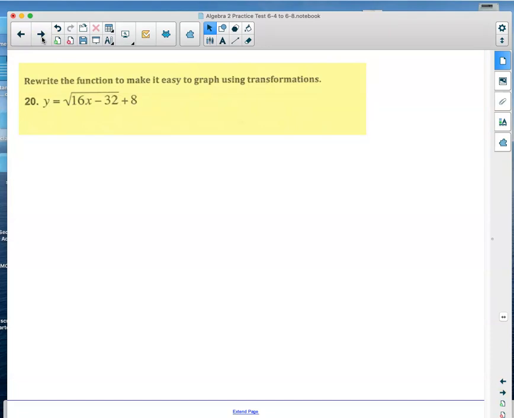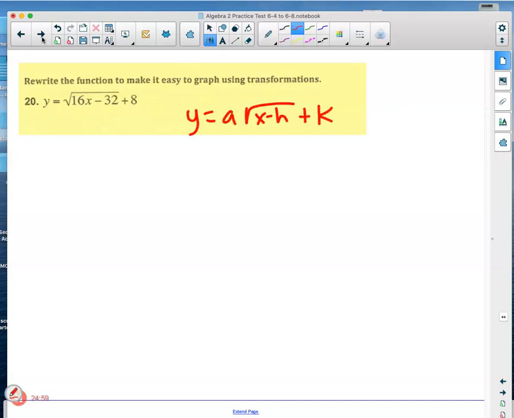This should feel real familiar. We did this on Thursday. Rewrite the function to make it easy to graph using transformations. So I see the square root thing, and I'm thinking, well, that means we want it to look like that. Oh, yuck. There's a 16 in front of our x. Anybody remember how we get that out? Yeah, dividing by it, or I had somebody describe it as undistributing. That's exactly what it is.